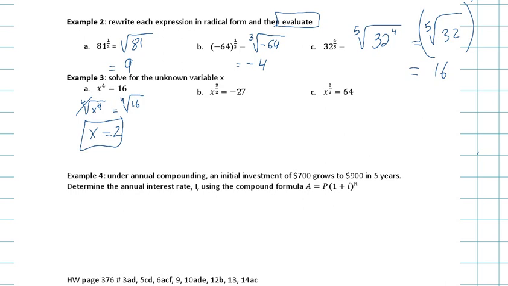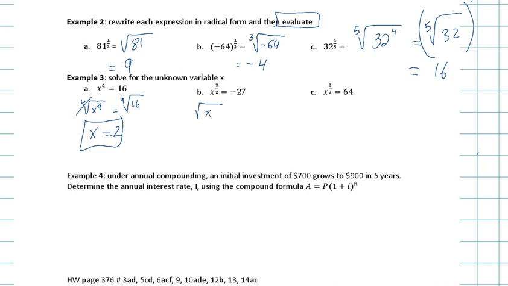Now, I have x to the power of 3 over 2 equals negative 27. How can I isolate for that? Would it be easier for you to write it in radical? Okay, let's write it in radical. How would I write this in radical? The square root of x to the power of 3, right?